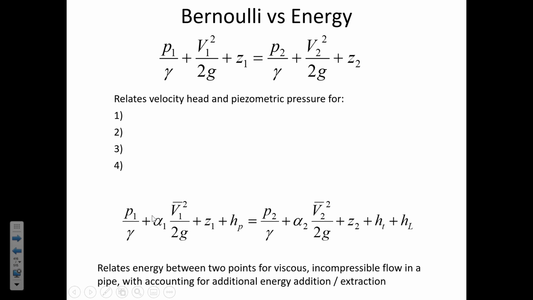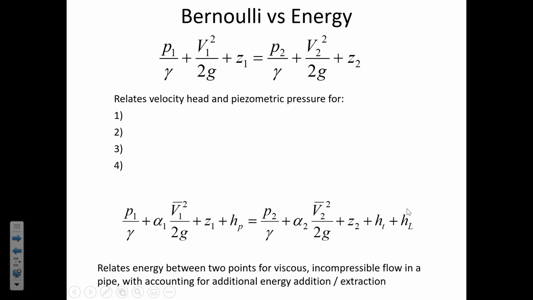Because of that, we add a kinetic energy correction factor. That's what alpha is. I'll tell you in a moment why that kinetic energy correction factor is there, but it's in part related to the fact that we're using the average velocity instead of the velocity at a single point. There's also an elevation term, which is the same between Bernoulli's and the energy equation. But you'll notice that now there are a couple of other terms as well: H sub P, H sub T, H sub L. We'll talk about each of these on the next slide.